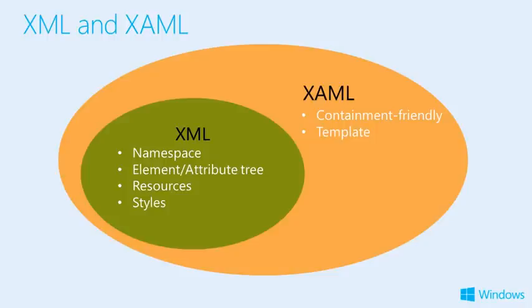For example, the control containment property in XAML can accept any type of object. So, you can show text, image, or even video on one button control without writing a new type of button. That's what we call containment friendly. Another key difference between XML and XAML is that XAML owns the template. The template can be used to replace the view completely. We can define the template with a different view, and then use this template to replace the control's default view.